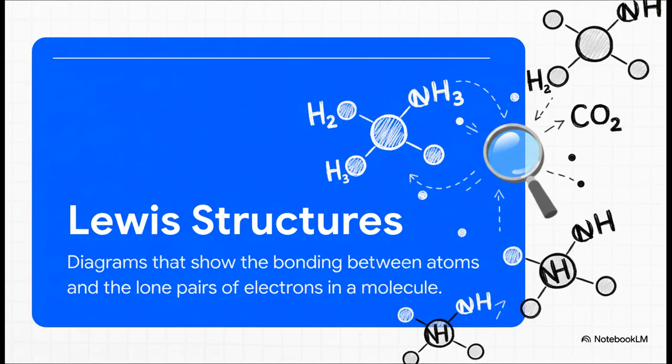A Lewis structure is just a simple diagram, but it shows us two really important things. First, it shows us exactly which atoms are connected to each other. And second, it shows us where all the electrons are. Not just the ones being shared in bonds, but also the other really important ones called lone pairs that are just kind of hanging out on an atom by themselves.